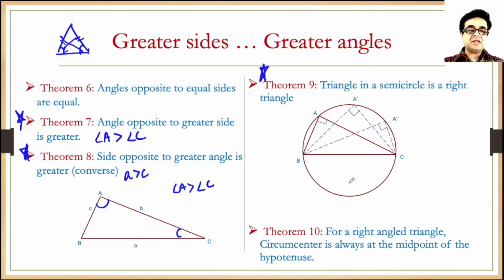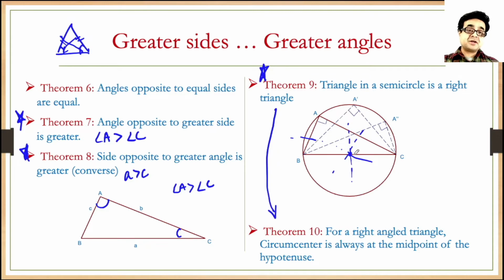And finally, from this we derive theorem number 10, that for a right angle triangle, so let's just take this ABC triangle, the circumcenter, and if you recall, the circumcenter was the intersection of the perpendicular bisectors.